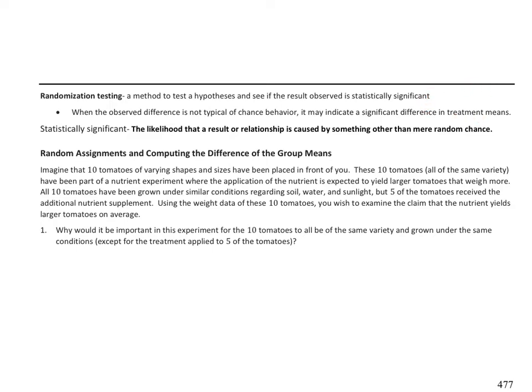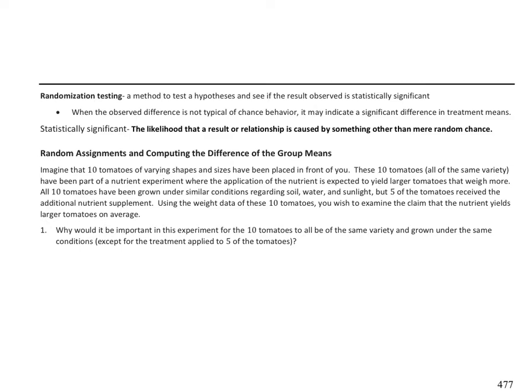So when we look at something that is statistically significant, it is not because of chance, not because of something random that would have happened any given day of the week. It's because you put some sort of treatment on that subject in the experiment. We use randomized testing to do this. Randomized testing uses dot plots that we're going to analyze to see if something is very rare on that dot plot. And we're going to look at one in the next slide.